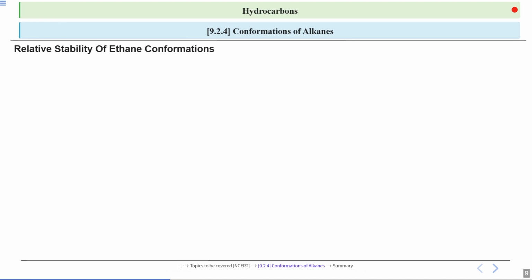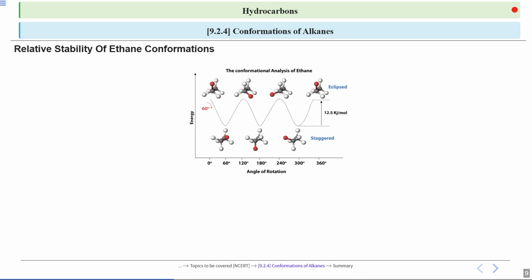Now we will talk about the relative stability of ethane conformations. We have already talked about this with the help of staggered, eclipsed and skew conformations, but we will try to deal with it in detail. Here we have a diagram representing the different conformations of ethane. This is called an energy profile, where the energy is varied with respect to the angle of rotation, or the dihedral angle, right?